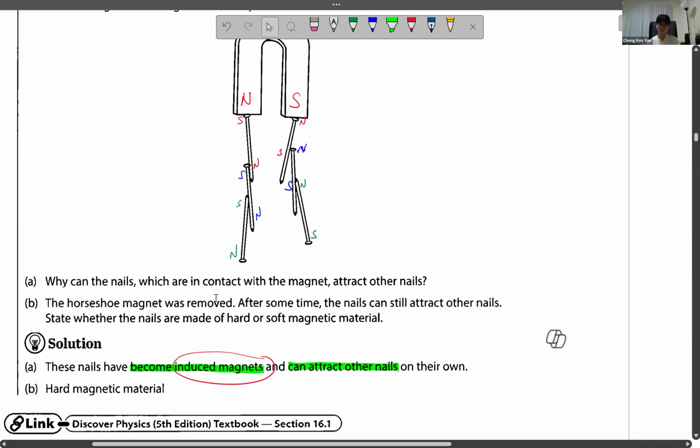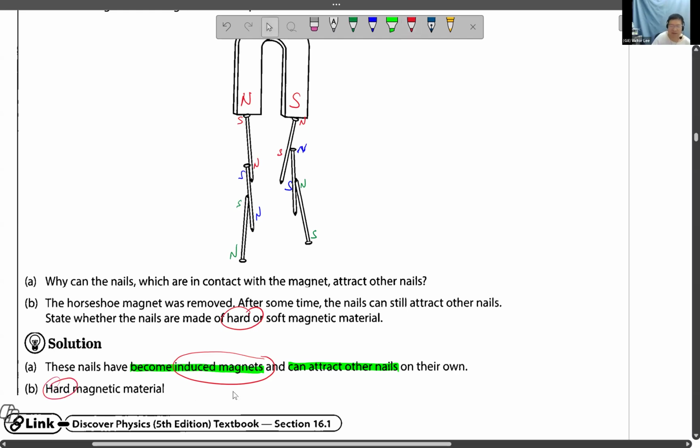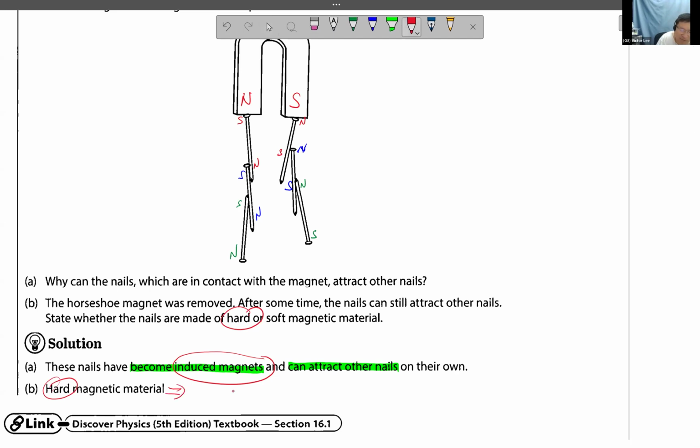And state whether after the magnet is removed, some of the nails still attract other nails. Whether the nails are made of hard or soft magnetic material, hard means hard to lose. Answer is hard. Because hard magnetic material implies difficult to lose magnetism. Any question on this? No.